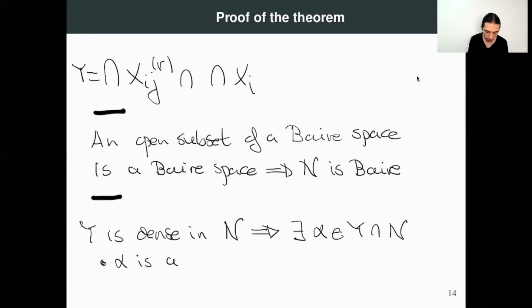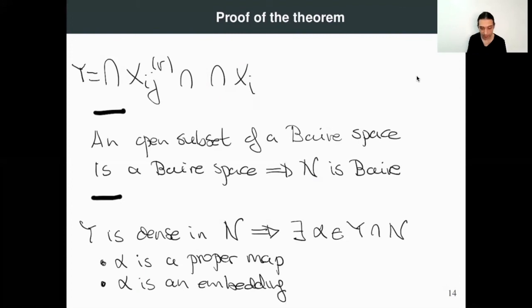Alpha is a proper map. This is because alpha belongs to N and all the maps in N are proper maps. So yeah, alpha is also a proper map. Besides that, alpha by construction, because it belongs to Xi for every I, alpha is an embedding in the neighborhood of Ki for every I. But in particular, it's going to be an immersion in the neighborhood of every point. So alpha is an immersion.